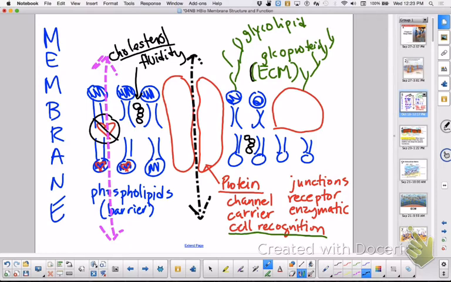Okay? So now let's talk about energy. What are the two big categories? We know where you can get across. Through the phospholipids, but you can't be large or charged. You could use a channel or a carrier. Okay? Or the whole membrane could do endo and exocytosis.